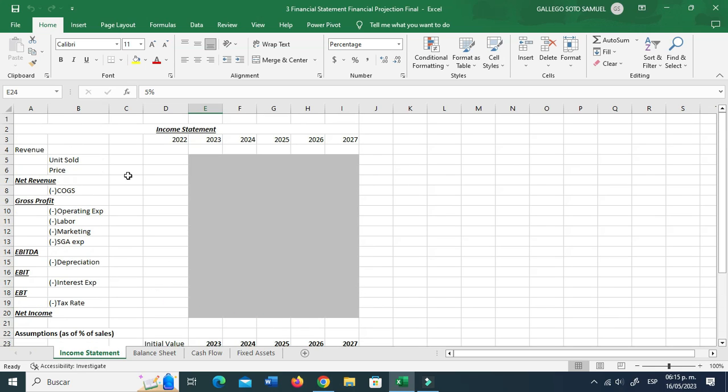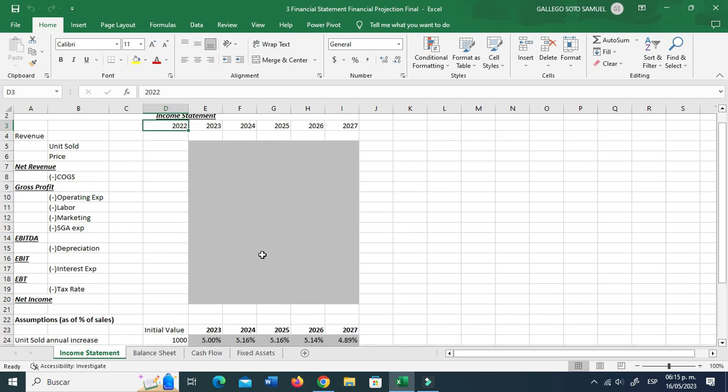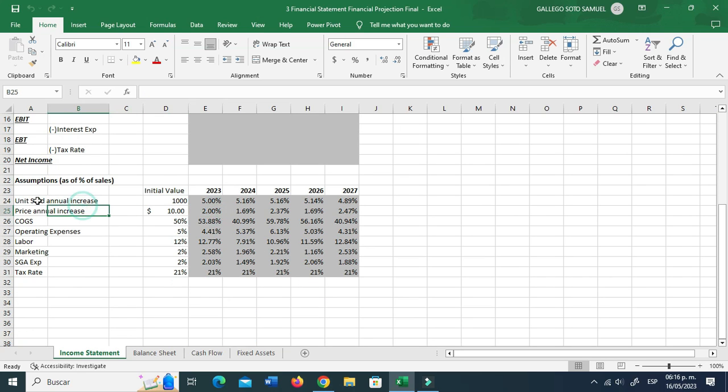Okay, so we have this project, and let's say today it's 2022, even though I know it's 2023, but let's pretend that this is today. I mean, when we start the project, that's going to be 2022, and those are the inputs. This is the units sold, and we're going to start off with a value of 1,000, and the price per unit is going to be $10 per unit.